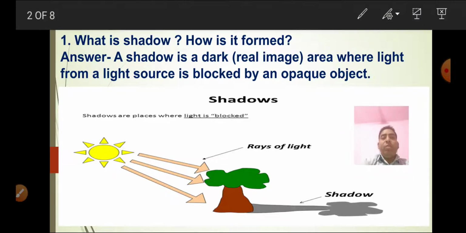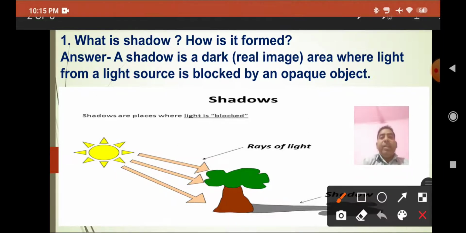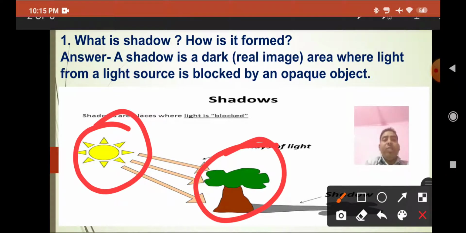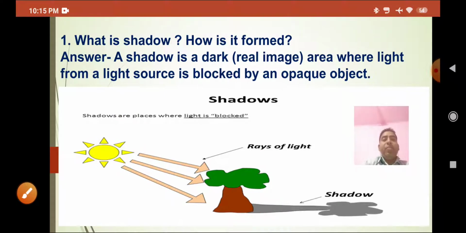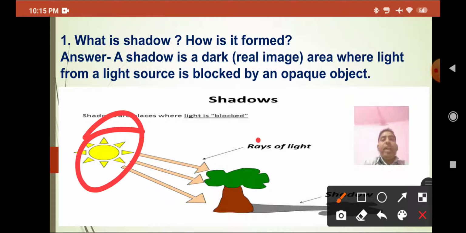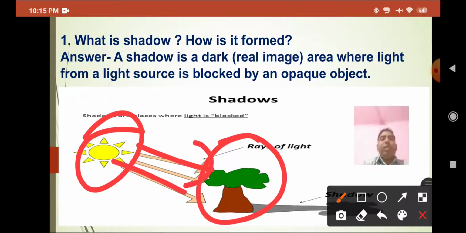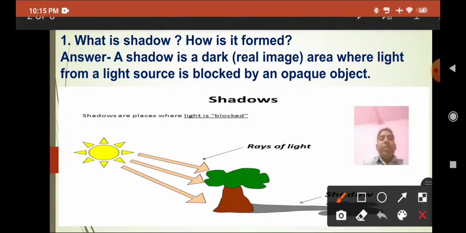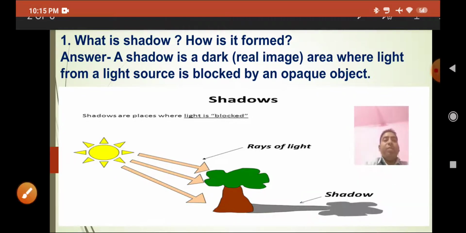Just like here also, I made you understand that this is the sun, and this is the object, and here is the shadow. You can see the shadow is there. This is the source of light, and the object blocks the light. Due to the blocking of light, a shadow is formed. So a shadow is a dark area where the light source is blocked by an opaque object.